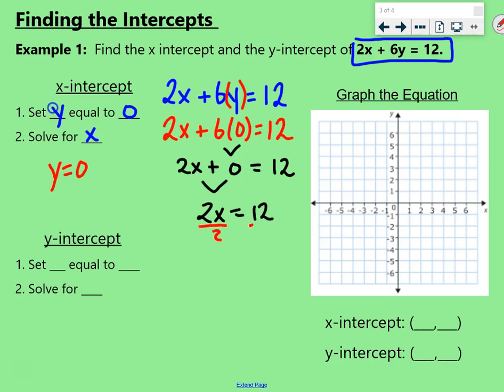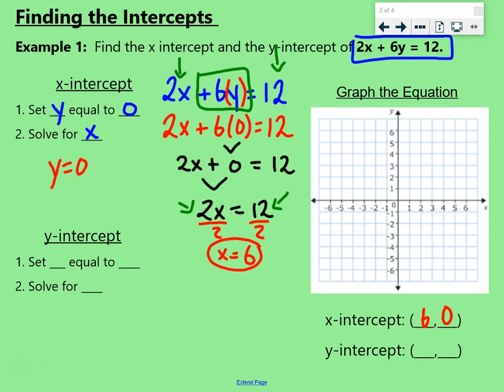Divide both sides by 2, and we get x equals 6. So our x-intercept is 6, 0. So really, if you look at it, it just kind of deletes the y piece and leaves you with the 2x and the 12. Right here we have the 2x and the 12. So now we need to do our y-intercept.